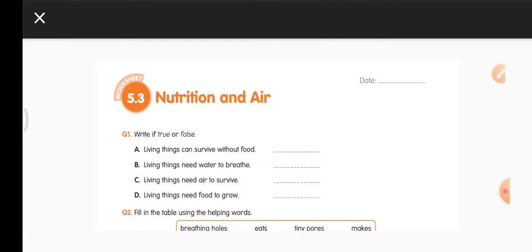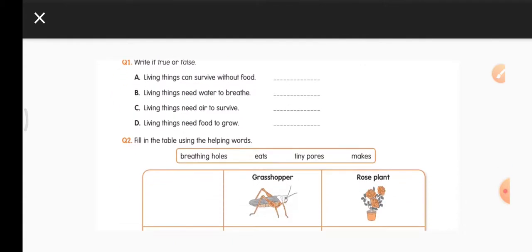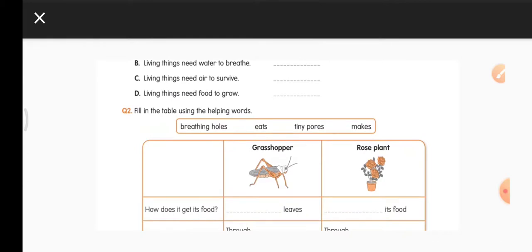D1, living things need food to grow. Yes, it is right, because all living things take food to grow. So that is true. Okay, D1 is true. Now second question, fill in the table using the help words. These words are going to help you with the answers.